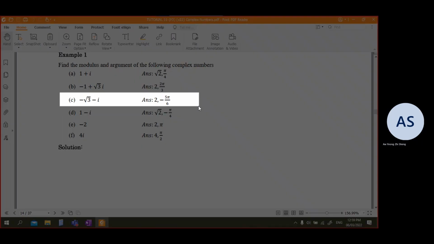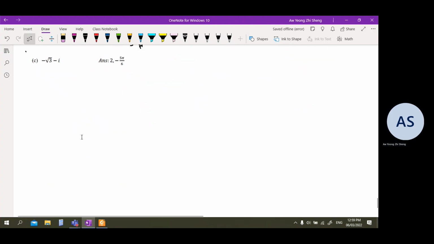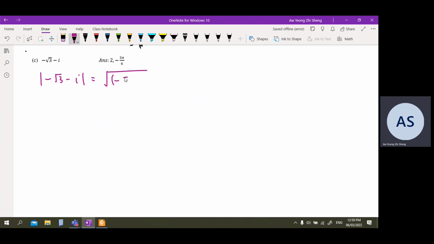Question C, minus root 3 minus i. To find the modulus of minus root 3 minus i, it is the square root of minus root 3 squared plus minus 1 squared. That will give you a 2. Argument of minus root 3 minus i.